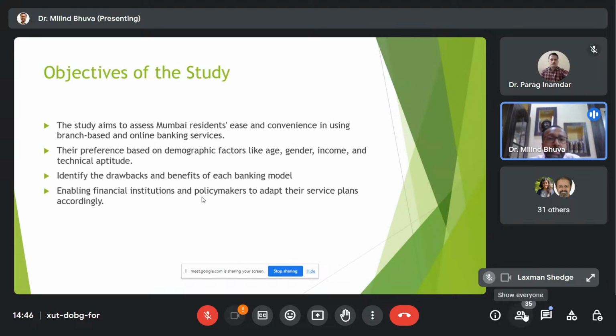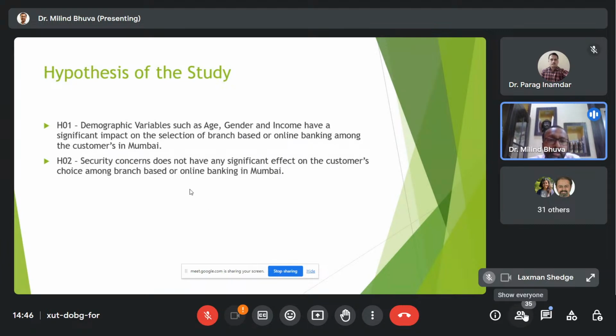The objective of the study aims to assess Mumbai's residents' ease and convenience in using branch-based and online banking services, and their preferences based on demographic factors, that is age, gender, income, and technical aptitude, to identify the drawbacks and benefits of each banking model, enabling financial institutions and policymakers to adapt their service plans accordingly. These are the objectives. Now, two hypotheses were framed.